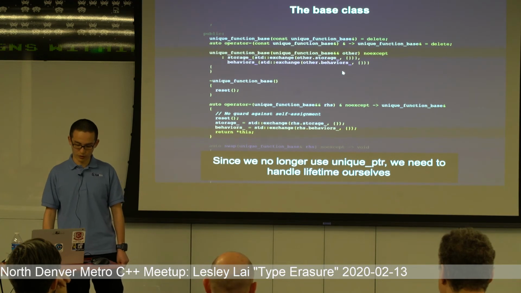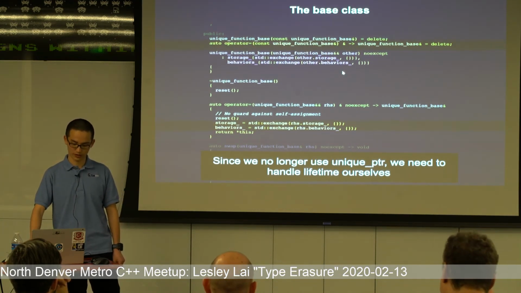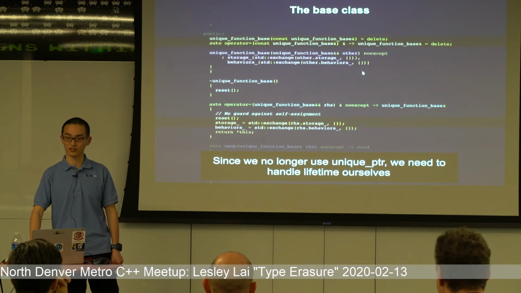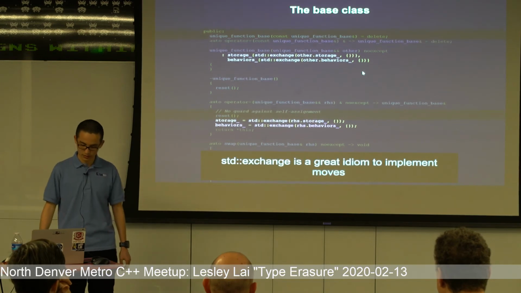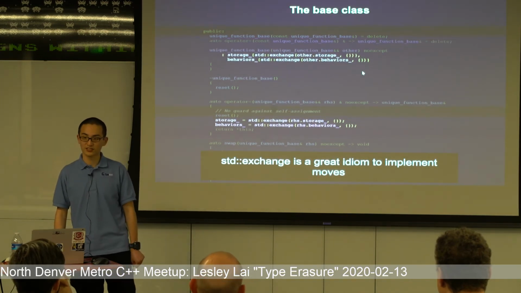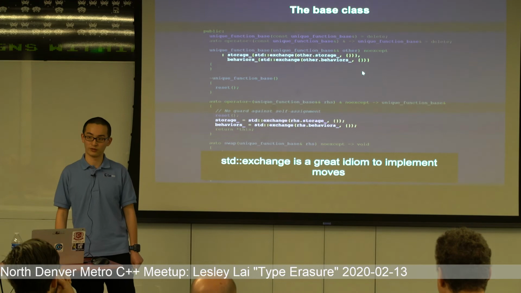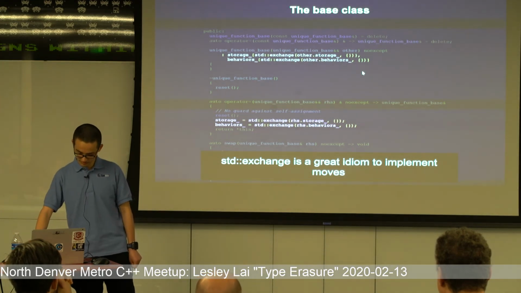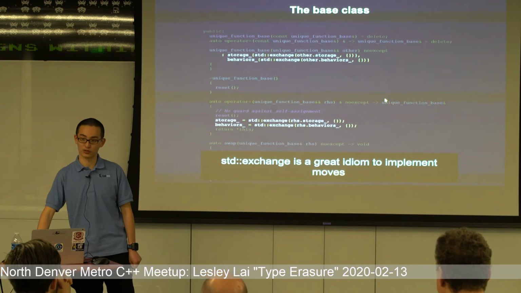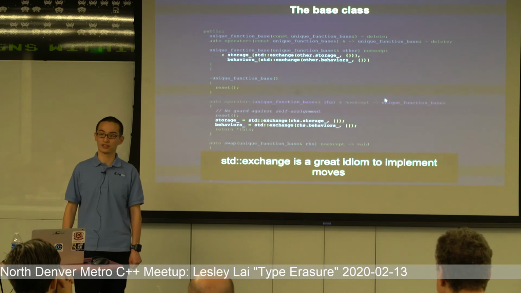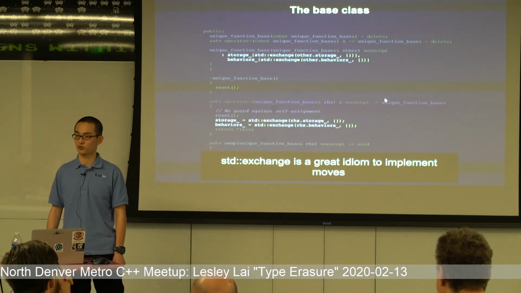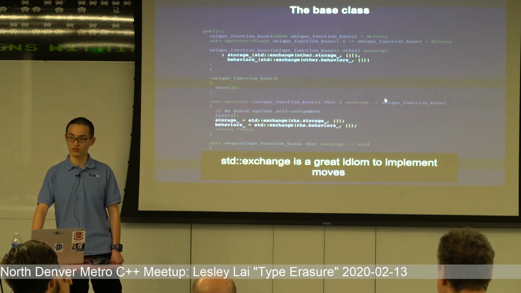Also, we need to write our own copy. Not copy, we just delete copy because it's a unique function. And we need to write our own move. So std exchange is a great idiom to implement move. I used to use swap because Pioneer's book used swap, but with swap you may make the lifetime of the moved-from object too long. That's why I use exchange now.